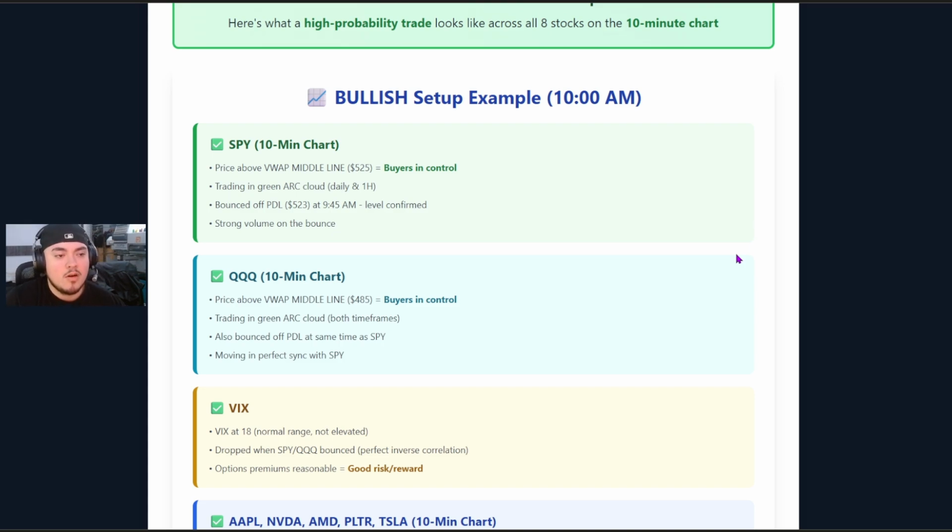You're going to be looking first at SPY on the 10-minute. Example of this is price is above the middle VWAP line, right? That equates to buyers being in control. It's trading in the green arc cloud or above it. It bounces off the previous day low at 9:45, confirming the level, right? And you have strong volume on the bounces, right? Anytime it comes and bounces back up, that buying volume increases from the previous buying volume.